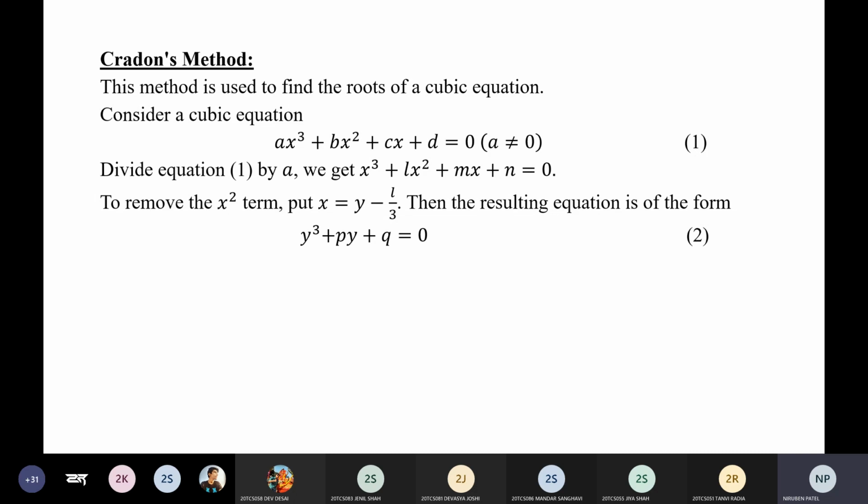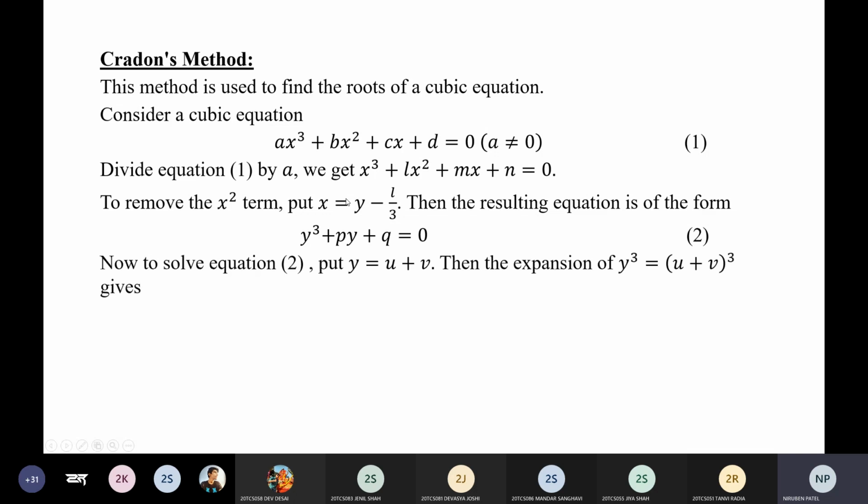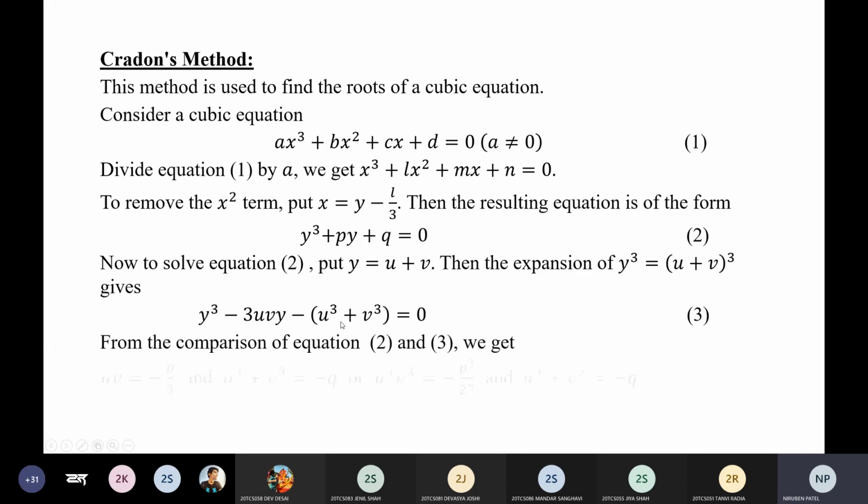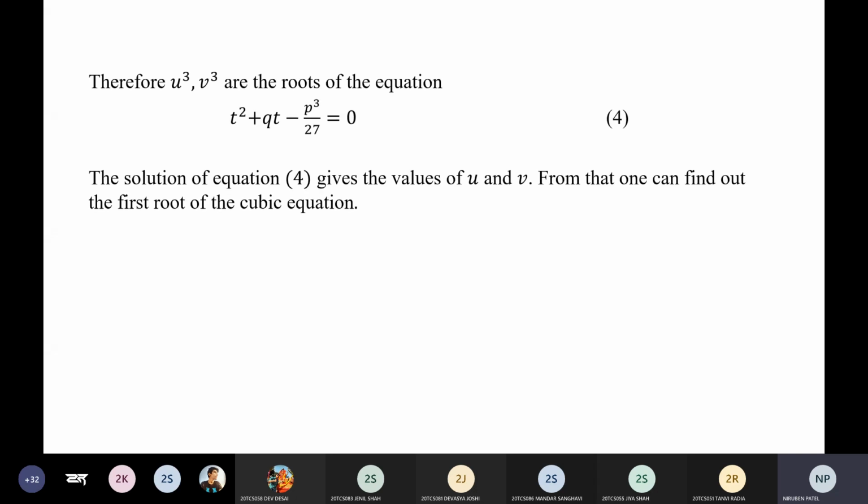Is it okay, beta? So the second power term will be reduced here by substitution. Then after that, by the substitution y is equal to u plus v, you will find something of this type of pattern, and you will compare this with equation 2. Beta, we have written all these steps, right beta? Yes, ma'am. And what about this one also, beta? Have we written?